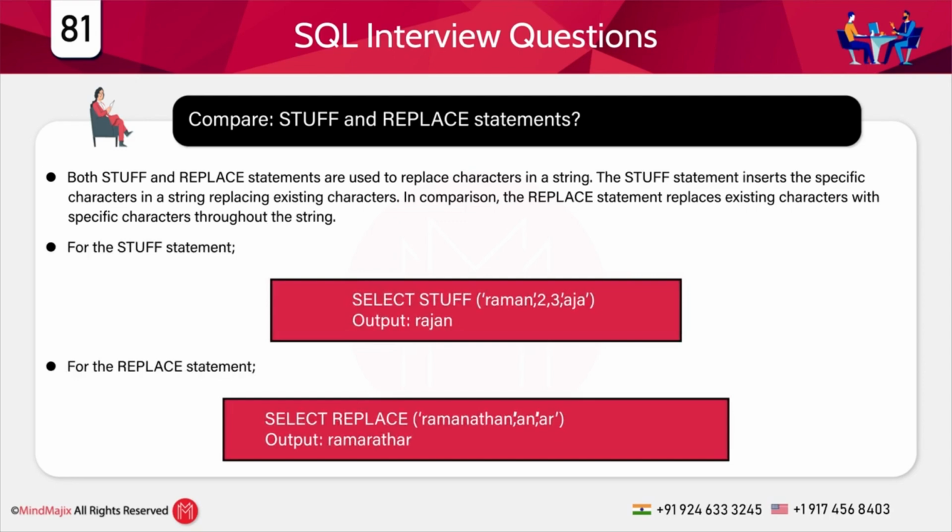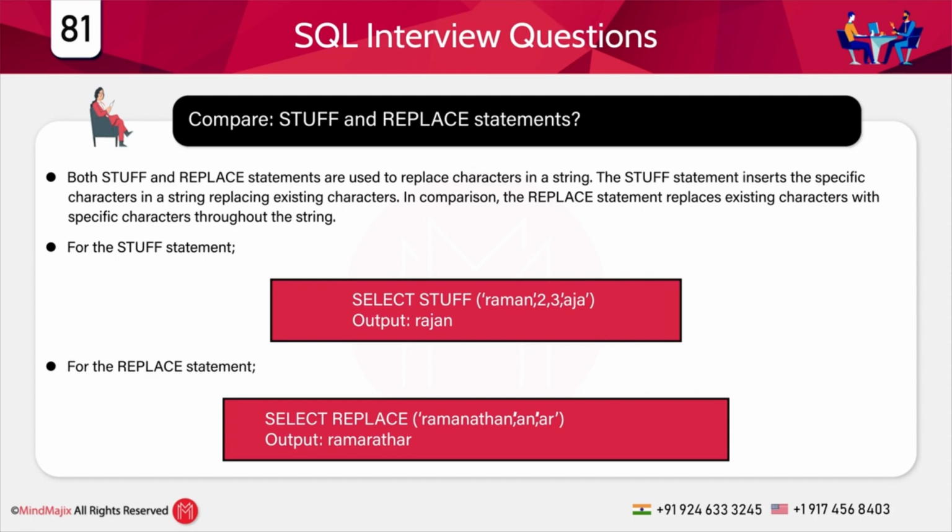For the stuff statement, what you can do is select stuff, and these are the parameters that you're using: 2, 3, and AJA. So here the output will be RAJAN or Rajan. Instead of Raman, we will get Rajan. So how do you get Rajan? Instead of AMA, you are replacing AJA. So RAJAN.